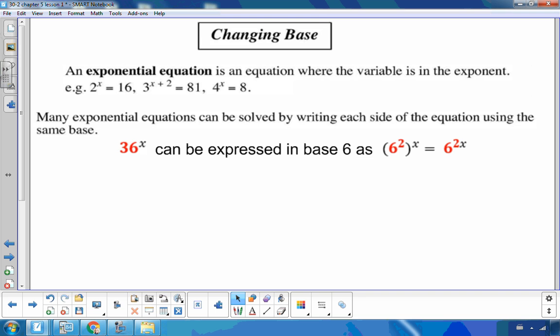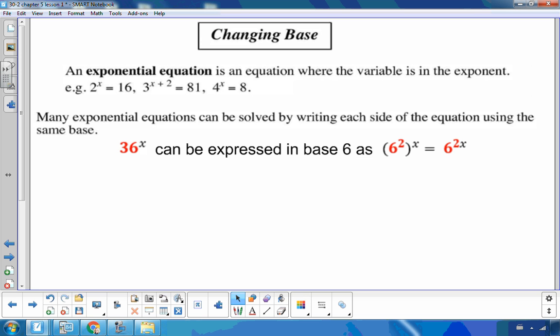Okay, to solve exponential equations, sometimes we need to write them with the same base. So that's what I want to practice now. An exponential equation is any kind of equation where the variable is an exponent. So 2 to the exponent of x, x is the variable. 3 to the exponent of x plus 2, x is in the exponent. Many exponential equations can be solved by writing each side of an equation using the same base.